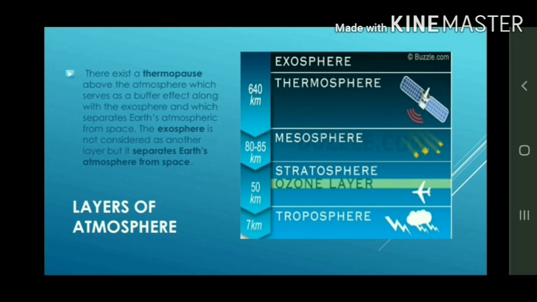There exists a thermopause above the atmosphere, which serves as a buffer along with the Exosphere, and which separates Earth's atmosphere from space. The Exosphere is not considered as another layer, but it separates Earth's atmosphere from space. Although the Exosphere is the most distant layer and is not considered another layer of the Earth's atmosphere, it is important to the defense of the Earth's atmosphere.